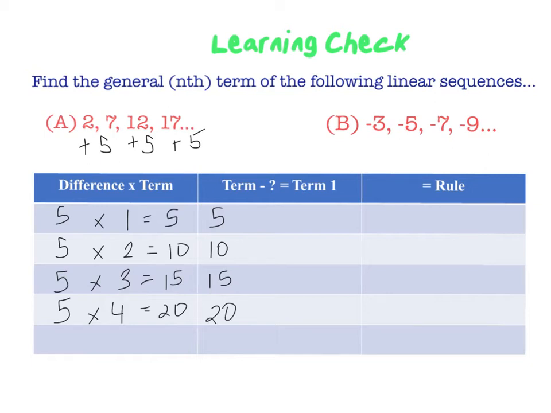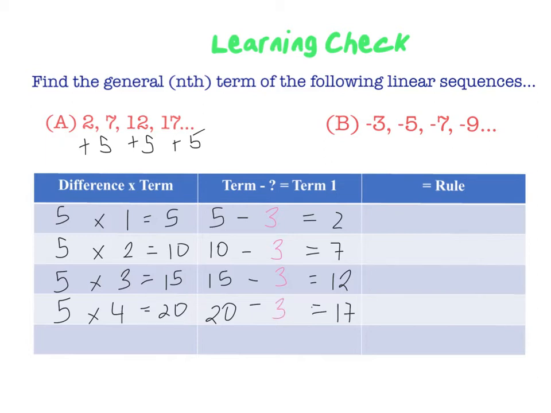And what we're going to do there is put 5, 10, 15, and 20 here. And then we're going to say what minus all of these will give me the first term. So what take away 5 will give me 2, what take away 10 will give me 7, what take away 15 will give me 12, and what if I take away from 20 will give me 17. So when we do that out, we'll find that 5 take away 3 is 2, 10 take away 3 is 7, 15 take away 3 is 12, and 20 take away 3 is 17.